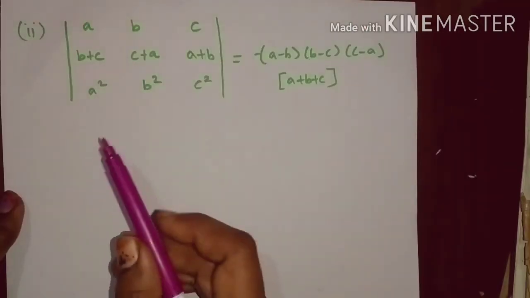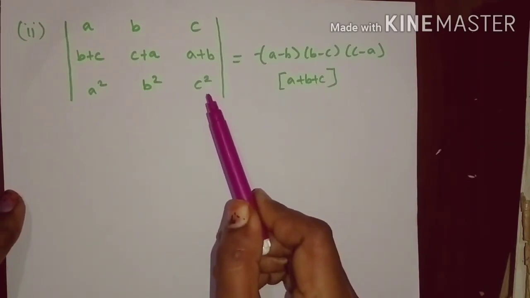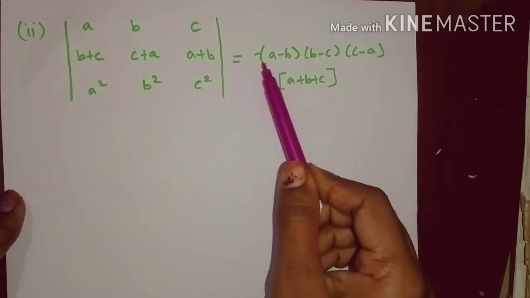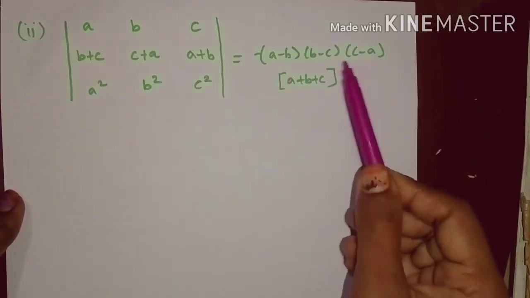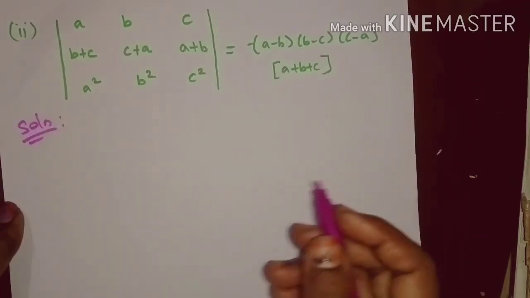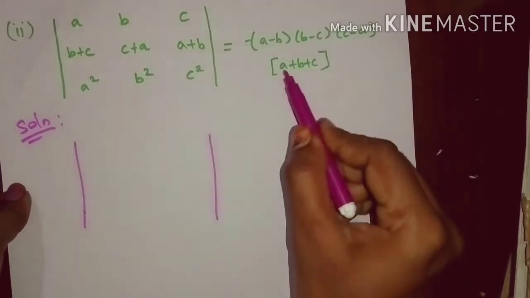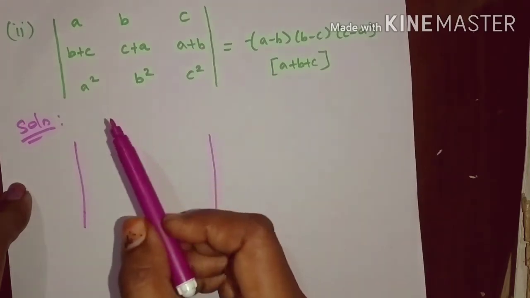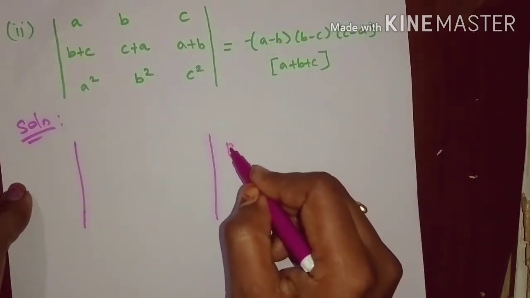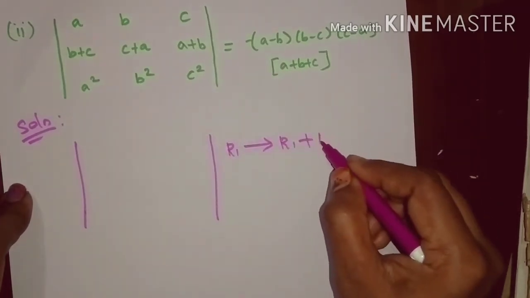See, in this problem they have given a third order determinant with 9 elements, and we have to prove that the solution of this determinant would be minus of a minus b, b minus c, c minus a into a plus b plus c. We can do some manipulation and solve the problem. The first manipulation I am going to do is, we need a plus b plus c, right? We can get a plus b plus c by adding row 1 with row 2. So row 1 can be replaced by row 1 plus row 2.